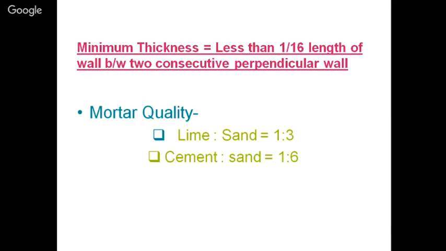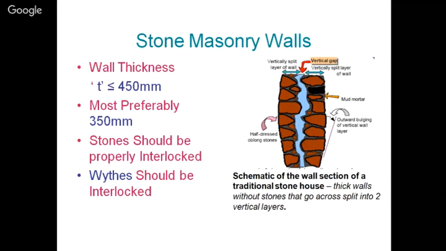This is the mortar quality, and the minimum thickness is less than or equal to 1/16th the length of the wall between two consecutive perpendicular walls. Mortar quality, lime to sand. If you are using this type of configuration, that means two consecutive walls, the main wall that is parallel to the earthquake force and your perpendicular wall, in that case lime to sand is 1:3, and cement to sand is 1:6, you can use.